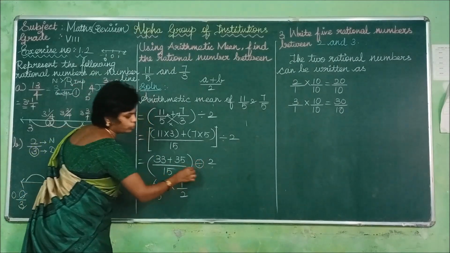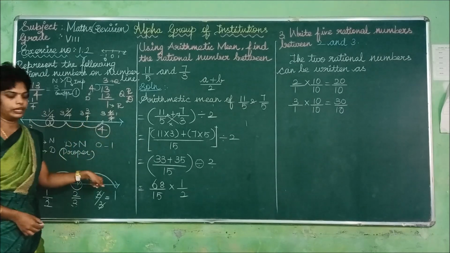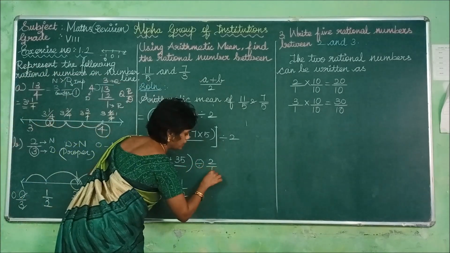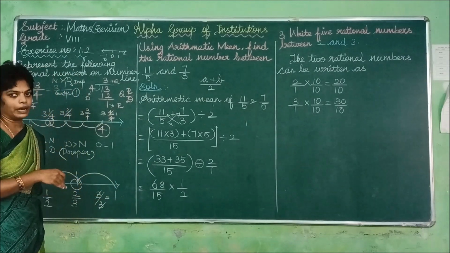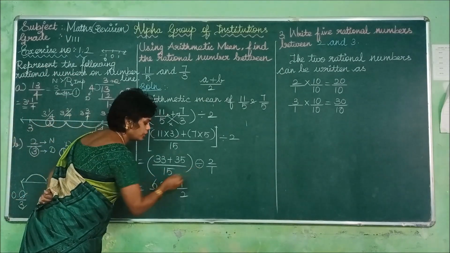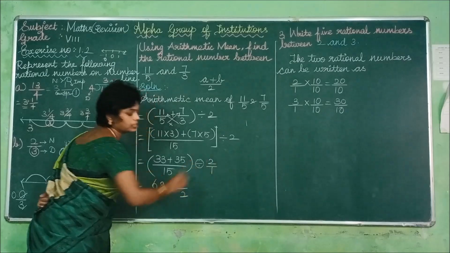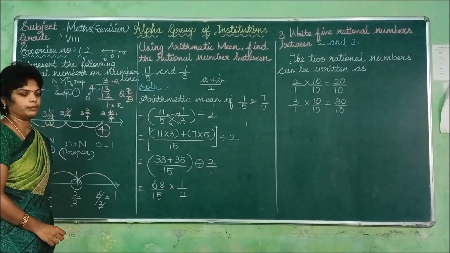So as I already told you, division changes into multiplication, and the values get reciprocal. 2 can be written as 2 by 1. Reciprocal means 1 by 2. Changing the division into multiplication, you have to change this next term also using the reciprocal.